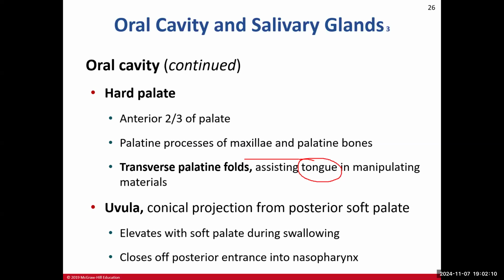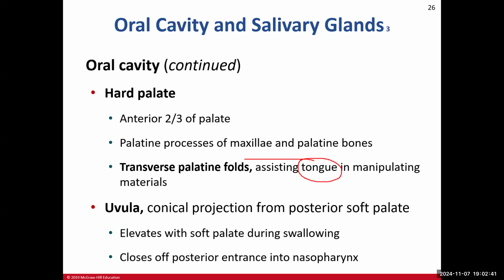So at the distal end, or the posterior end, I should say, of the palate, you have that little punching bag structure that hangs down called the uvula. When you swallow, the uvula has a muscle in there that, when it contracts, elevates and closes off the opening to the nasopharynx. Essentially, it helps to prevent ingested materials from going up into your nasal cavity.